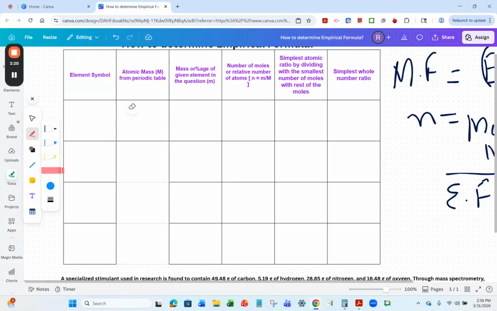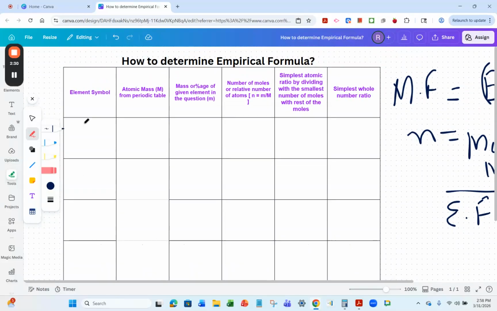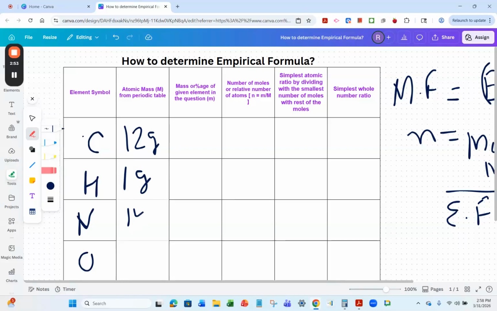Here we go. So 6 columns. In the first column, you write the element symbol. In the question, it's clear we have a total of 4 different elements. So I have carbon, hydrogen, nitrogen, and oxygen. In the second column, atomic mass, the standard mass from the periodic table. I will say use the whole value: 12 grams for carbon, hydrogen 1 gram, nitrogen 14 grams, oxygen 16 grams.